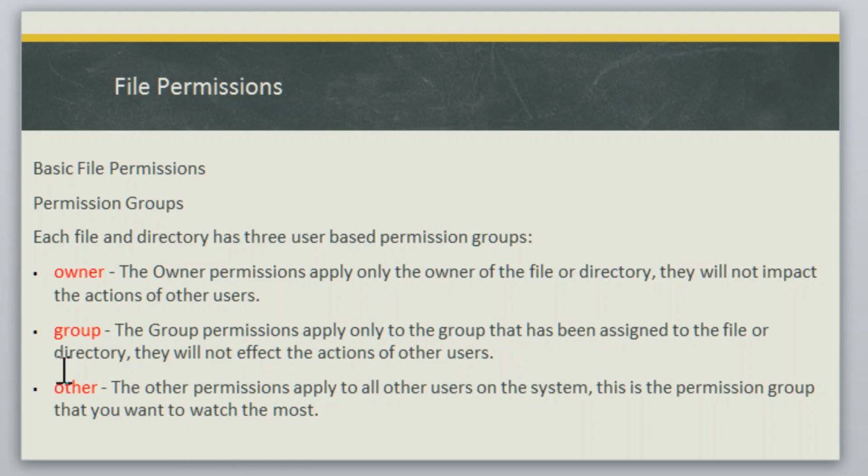Finally, we have other. The other permissions apply to all other users on the system. This is the permission group that you will want to watch the most. So if someone isn't a part of the owner, isn't a part of the group, then they're going to be other. Okay?